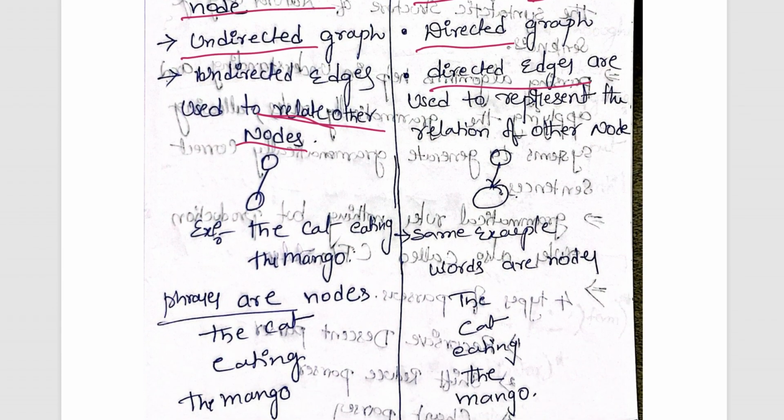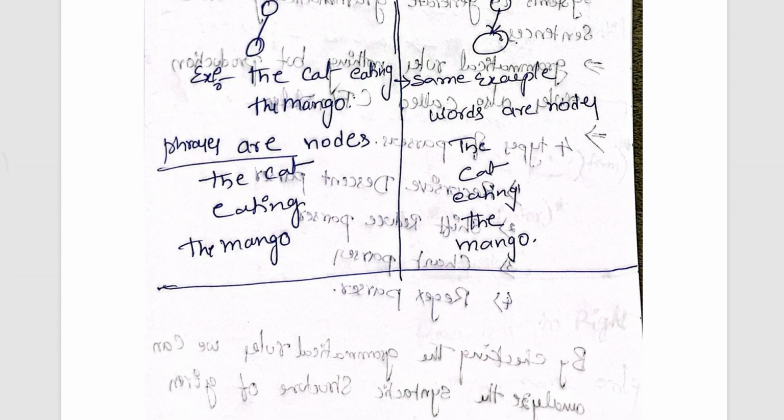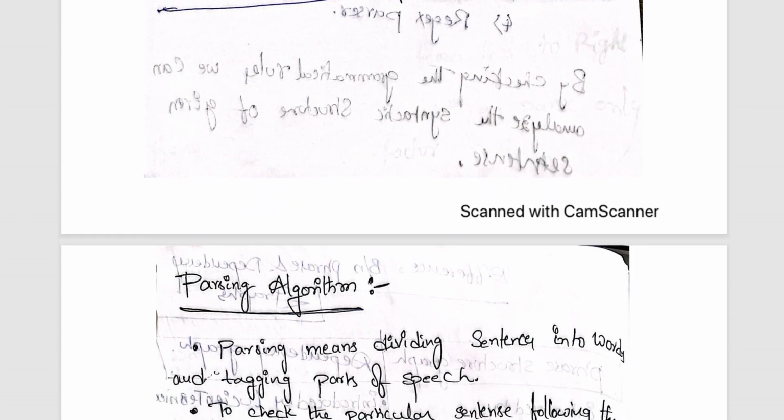Same example, right? This is about your dependency graph. I hope everyone understands the representation of the phrase structure graph and dependency graph.